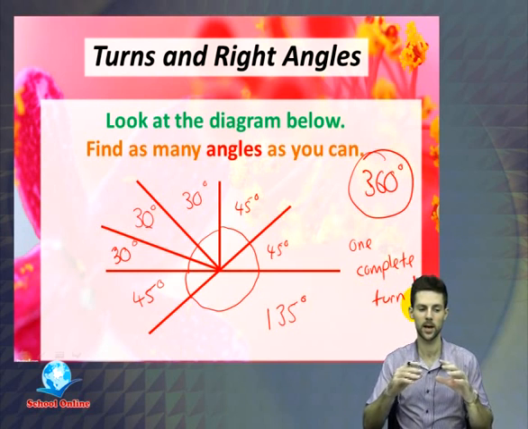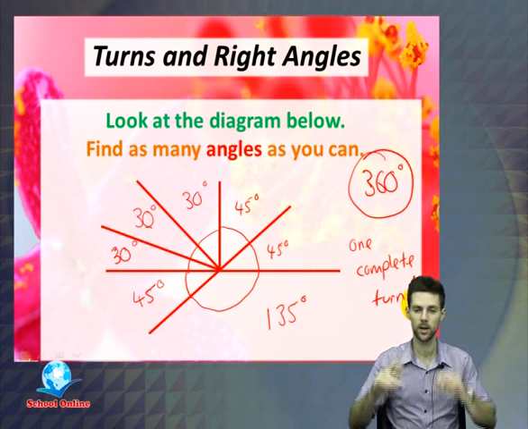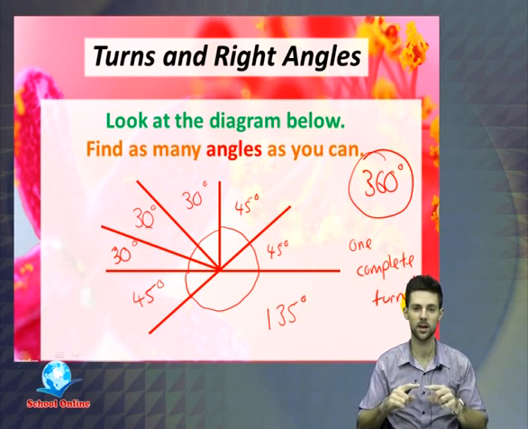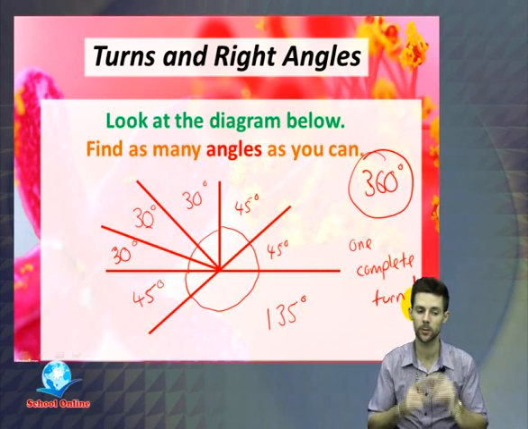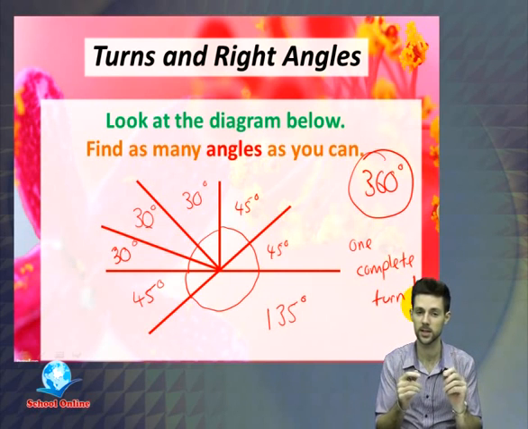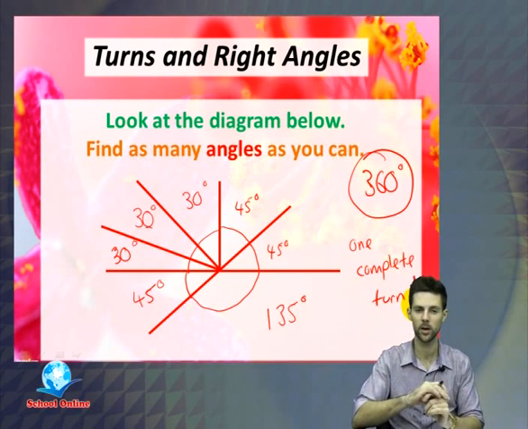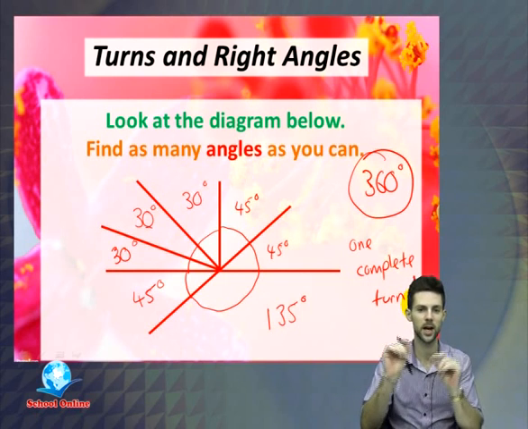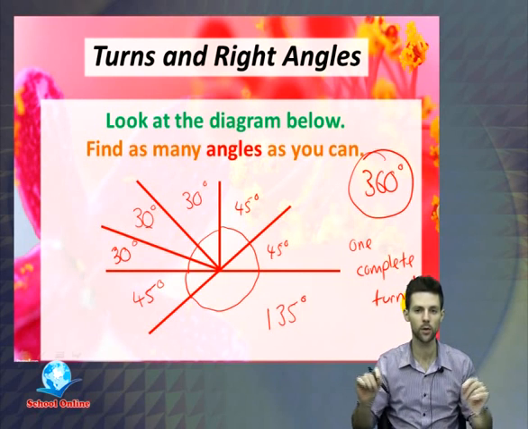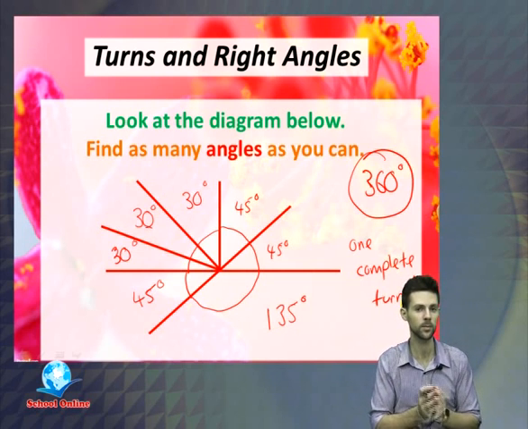So there, we have 1, 2, 3, 4, 5, 6, 7 angles, and all of them together create a complete turn of 360 degrees. We have 2 right angles that we can see, and other different size angles. But remember, in one complete turn, even if it's broken up into lots of different angles, the sum of all those angles together will be 360 degrees if we go through a complete turn.